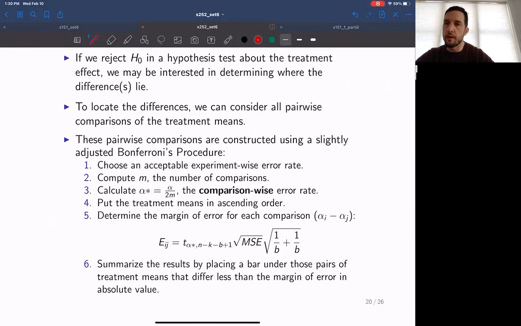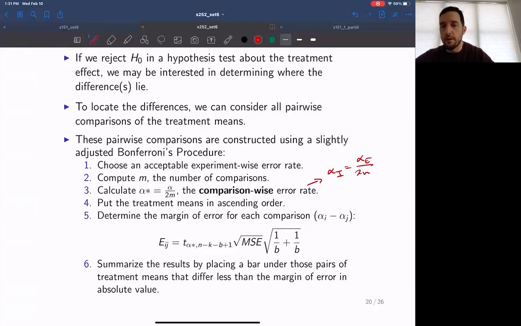Then what we do is we essentially penalize that alpha value to find the individual comparison alpha. So alpha star or alpha subscript I. And that's just going to be alpha divided by 2m. Okay, so alpha I equals alpha E divided by 2m. So that's the same thing as alpha star over alpha.